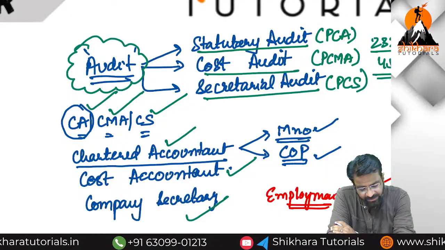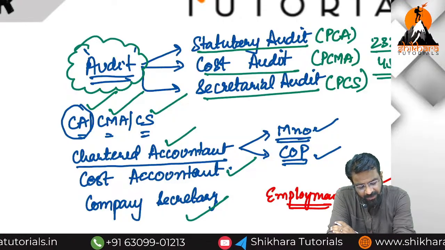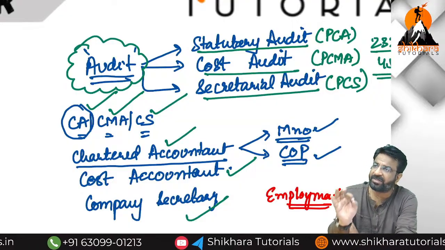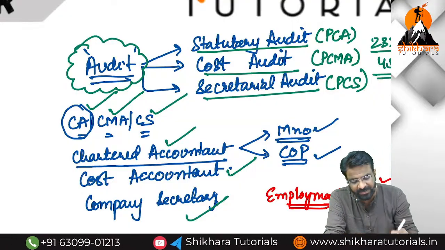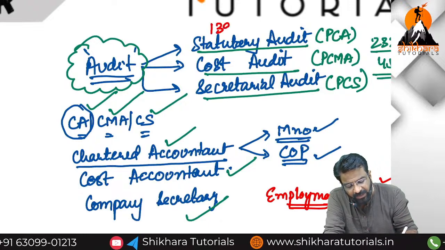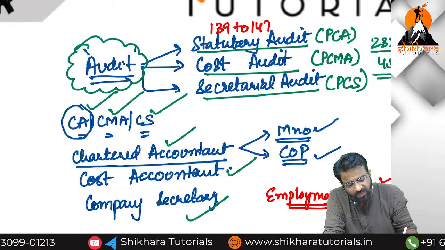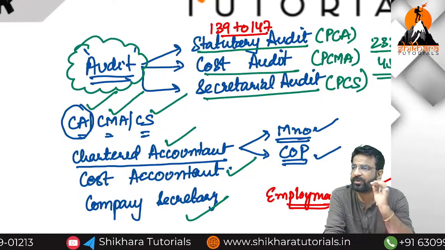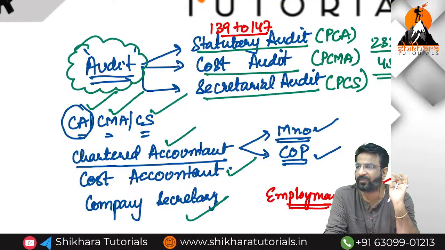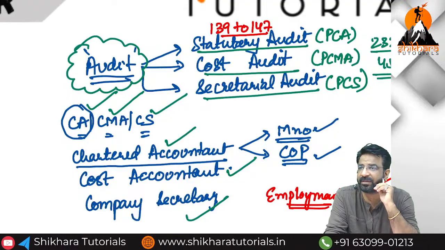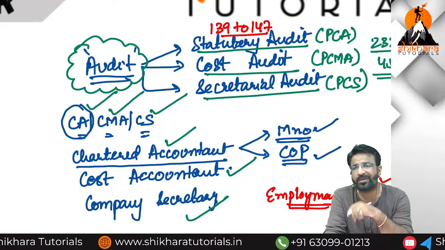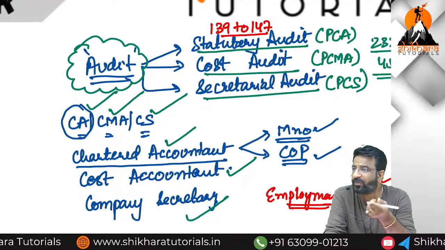Now the question is, sir, will all these three audits be done by only these three? The answer is yes. It is specially mentioned in the Companies Act. Section 139 to section 147 says that statutory audit in India can only be done by a practicing chartered accountant. It means a practicing CMA and a practicing CS cannot do which audit? Statutory audit.